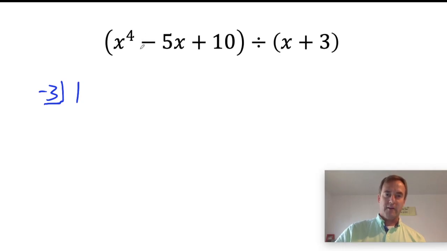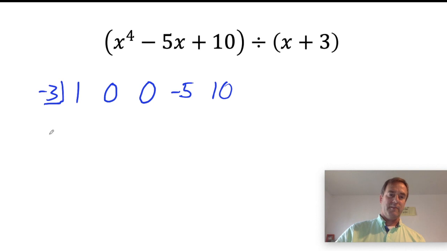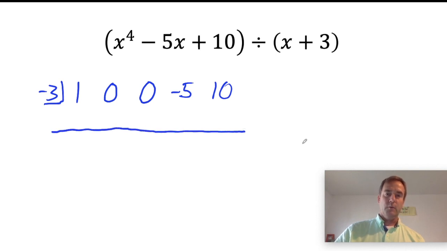There is no x cubed term. There is no x squared term. We can't just ignore them. They have places in the synthetic division problem. So we have to write that there was a 0 in front of the x cubed, that there was a 0 in front of the x squared. And now we're ready for the x term, negative 5. And then we're ready for the constant term, 10. This is what we're synthetically dividing, with the big bar down beneath and a little room to work.